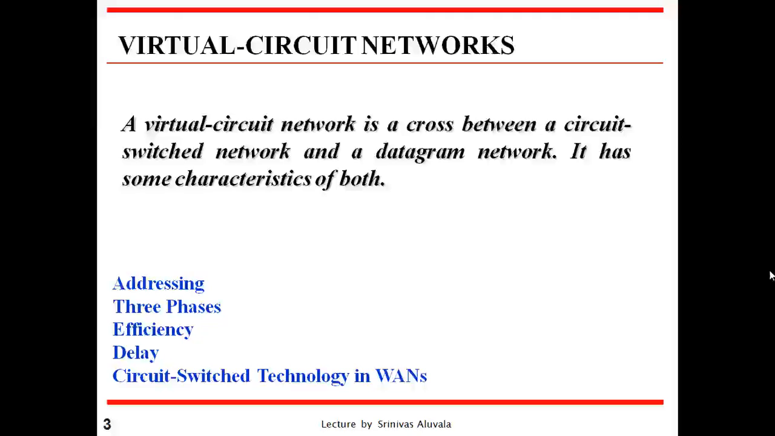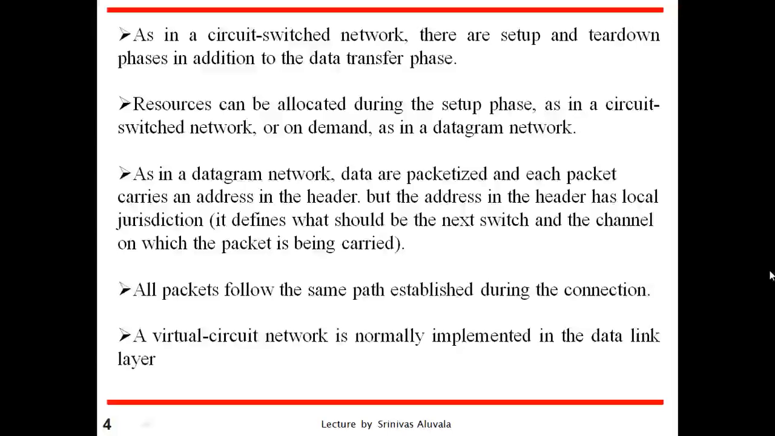Now let us see what is a virtual circuit network. A virtual circuit network is a cross between a circuit switch network and a datagram network. It has some characteristics of both. In the sense, the best characteristics from both the circuit switch network and the datagram network are combined together to form a virtual circuit network.